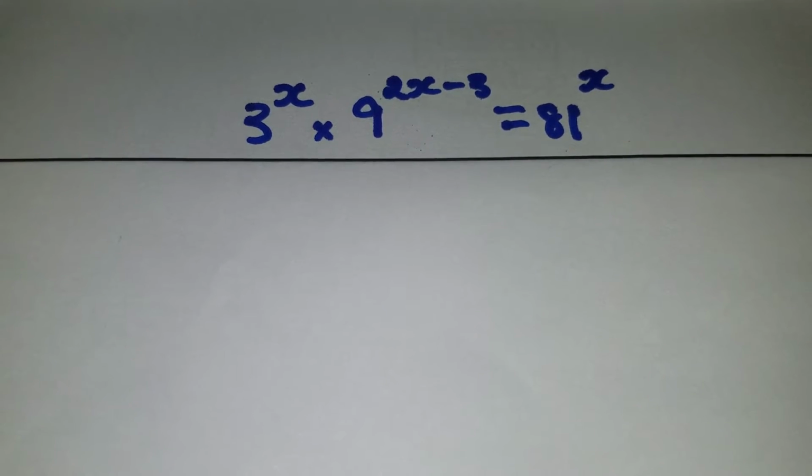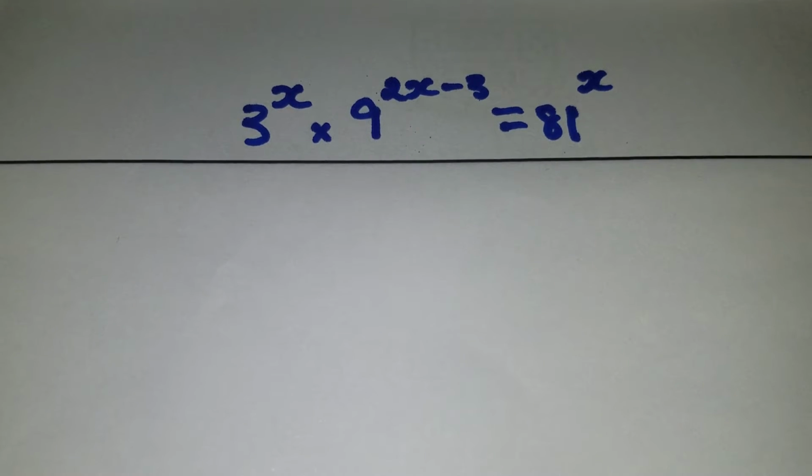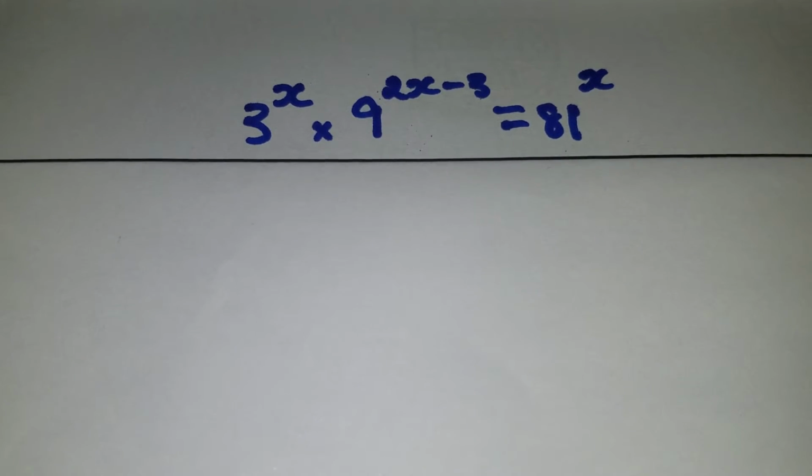we have to just follow 3 steps. First, convert all terms to a common base if possible. Second, we're going to simplify each side of the equation until it reaches one term on each side. And then after that, we will remove the common bases and then solve just like any regular algebraic equation.